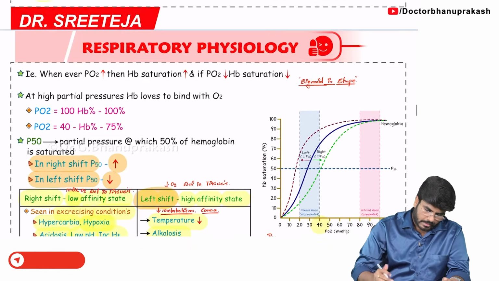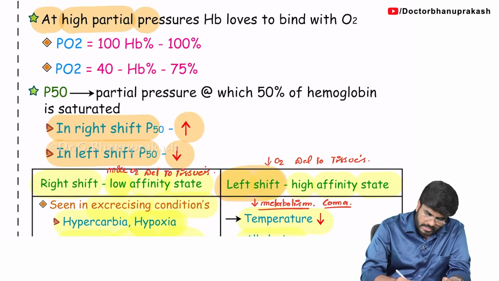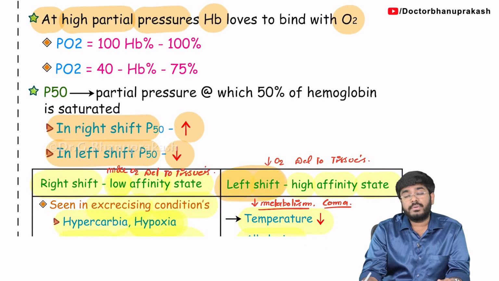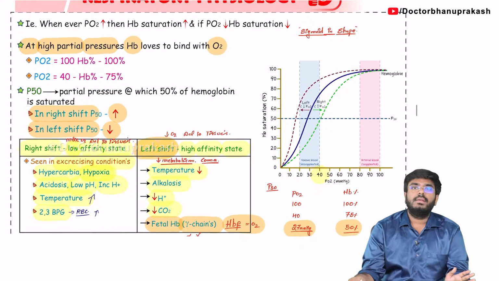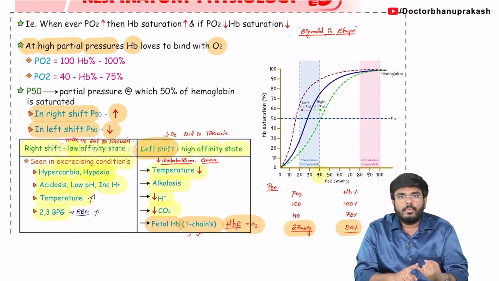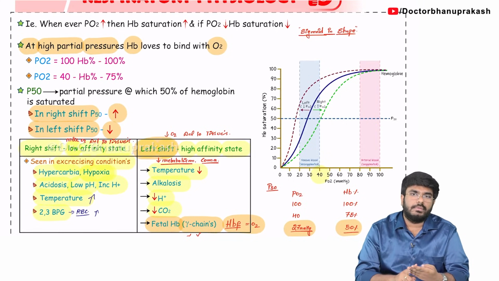Next, look here. At high partial pressure, hemoglobin loves to bind with oxygen. Whenever the partial pressure decreases, hemoglobin releases the oxygen. So with this, we have completed the whole oxygen hemoglobin association dissociation curve: right shift, left shift, and the P50 value topic.